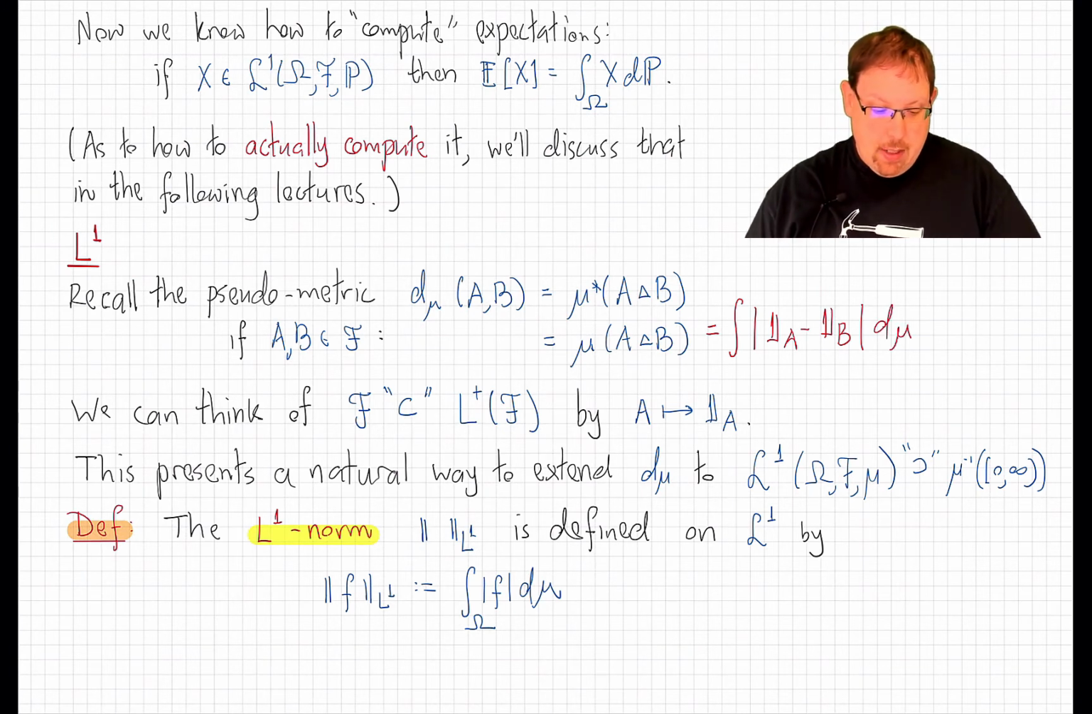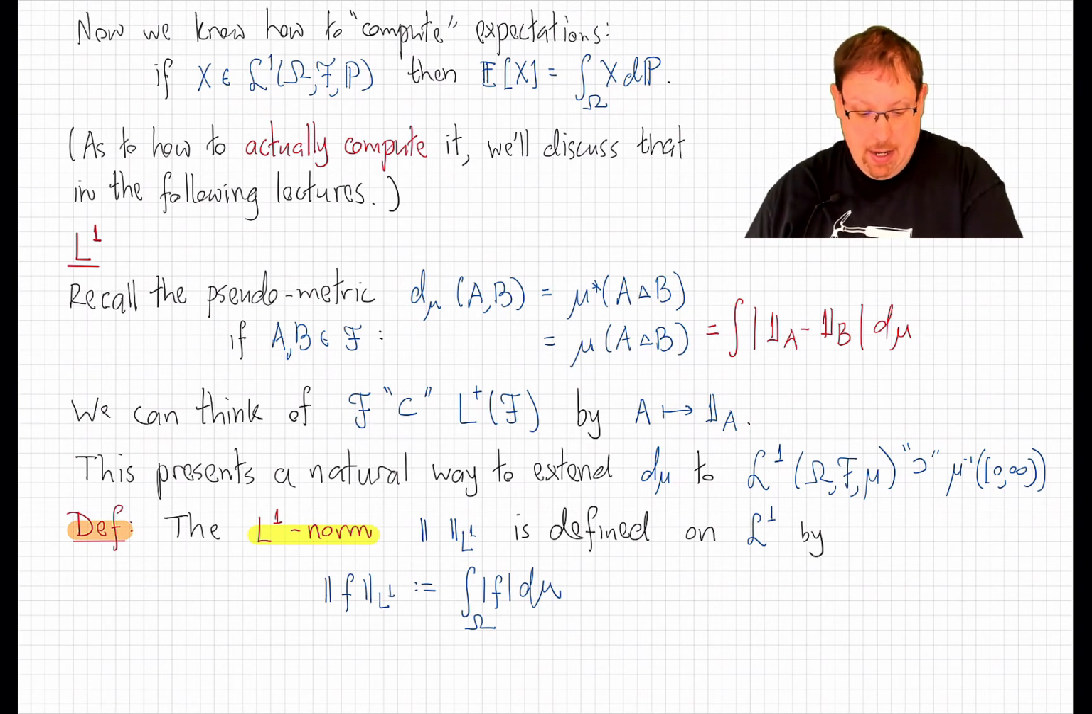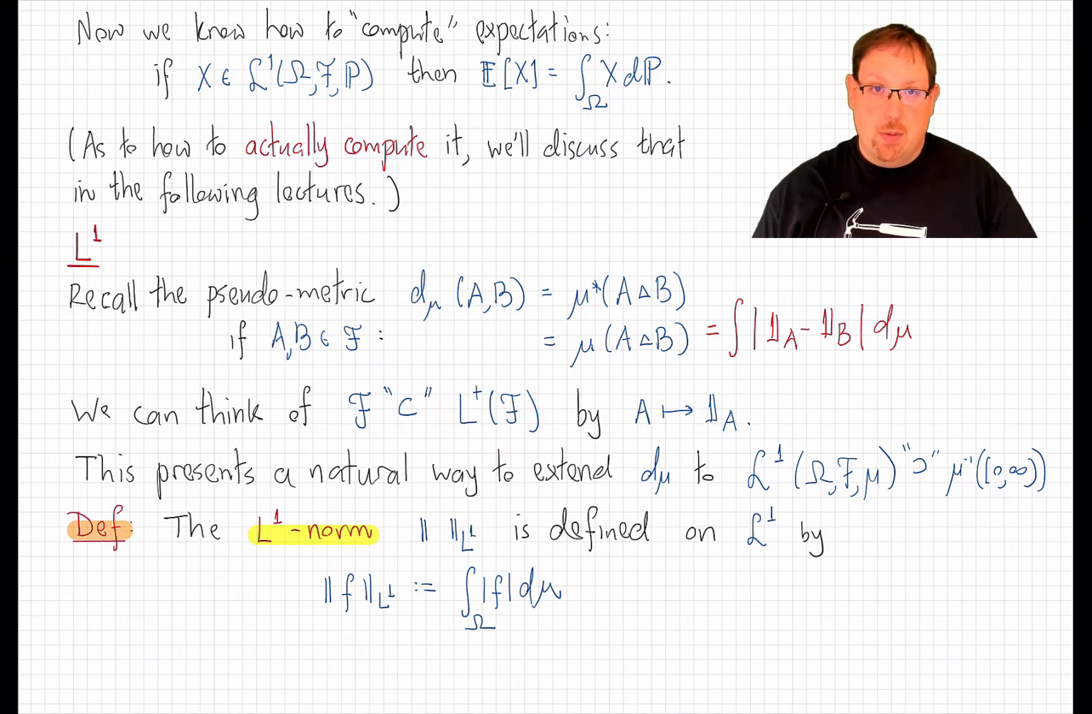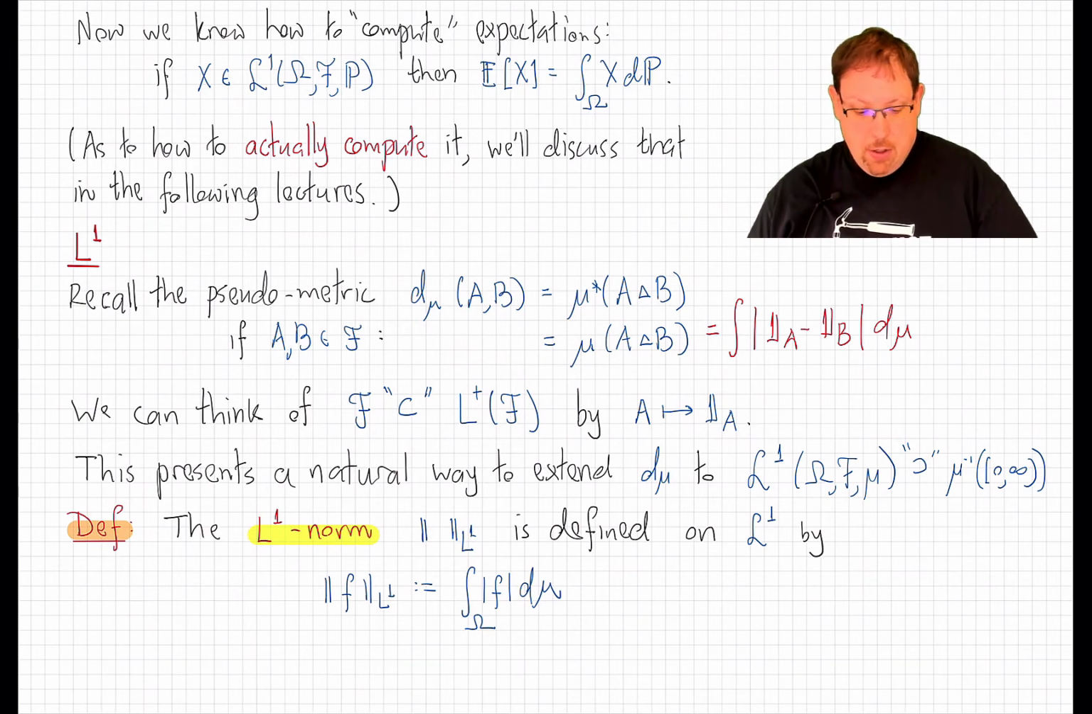Motivated from that, let's remember that we can think of our sigma field as being contained in the set of non-negative measurable functions. We think of an event as being in correspondence with its indicator function, which is a non-negative measurable function. If we were in a finite measure space, then all of these functions would be L1, because the integral of an indicator is the measure of the set that it indicates, and those measures would all be finite. In general, these things are not in L1 because there are sets with infinite measure, but in a probability space, they will be in L1. Now, this presents a nice way to extend the pseudometric defined on sets, at least those sets that have finite measure, all the way to L1.